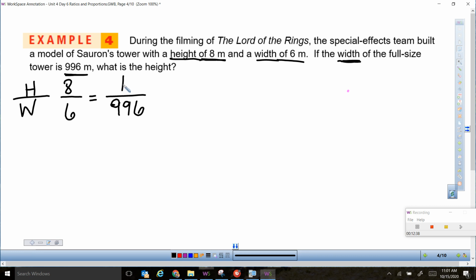And we're solving for the height. You could put X, I just put H for height. So I remember I'm solving for height. Now, when I solve this, I always multiply the diagonal that has my variable. So if I multiply this diagonal, what is 6 times 8? 6. Set it equal to the other diagonal. So what is 996 times 8?